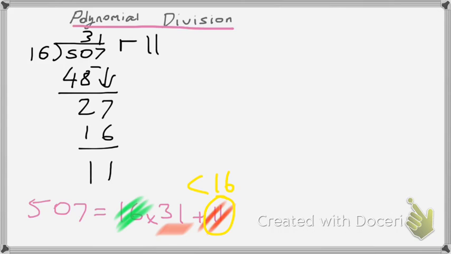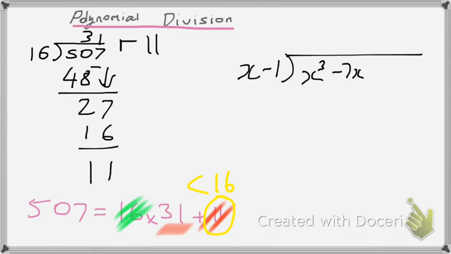So I'll just make up a polynomial division. So let's divide a cubic by a linear thing. So let's say, how many times does x minus 1 go into x cubed minus 7x squared plus 4x minus 1.